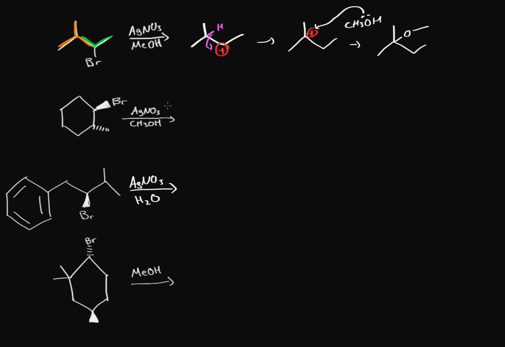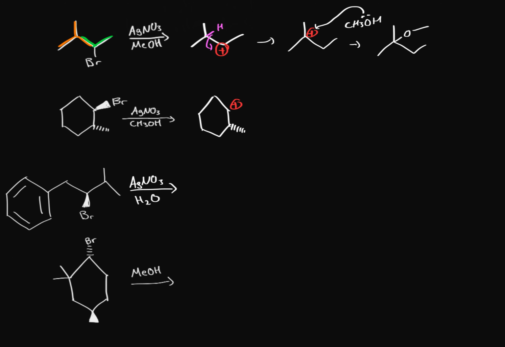Now, what about this next example? Well, we have a cyclohexane and we have a methyl that's anti to the bromine, but we have silver nitrate, so we know right away that bromine is going to leave on its own and form a carbocation on this secondary carbon. And so we have our carbocation right here. We have our methyl that's still down there.